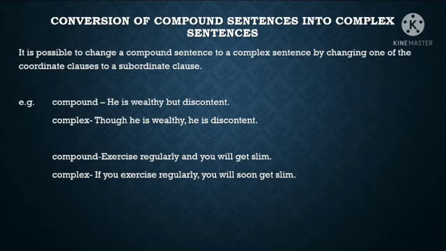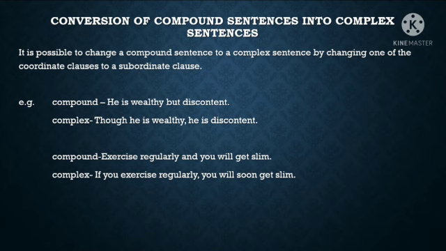The next one is conversion of compound sentences into complex sentences. It is possible to change a compound sentence to a complex sentence by changing one of the coordinate clauses to a subordinate clause. So it's very simple. You have to change one of the main clauses into a subordinate clause, because in a compound sentence we will be having two or more main clauses, and in a complex sentence we should have only one main clause and one or more subordinate clauses we can have.